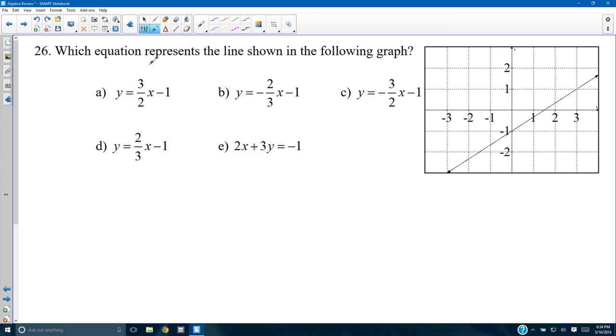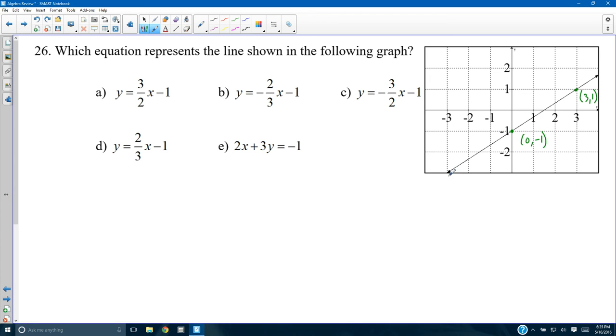Number 26, which equation represents the line shown in the following graph? Okay. The best way to go about this graph is determine what the y-intercept is if you can. It looks like you can. This crosses at 0, negative 1. You're going to have to trust the graph the best you can. Second thing is to find another point on the graph. A good point, like this one, very legible, 3, 1. 3, 1, 0, negative 1.